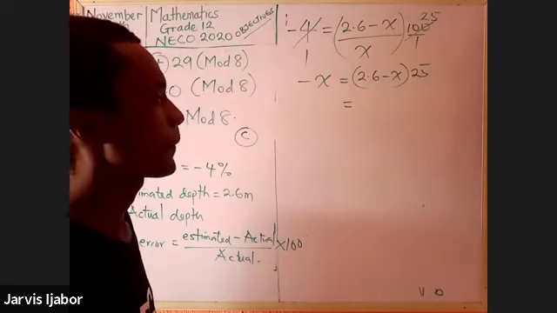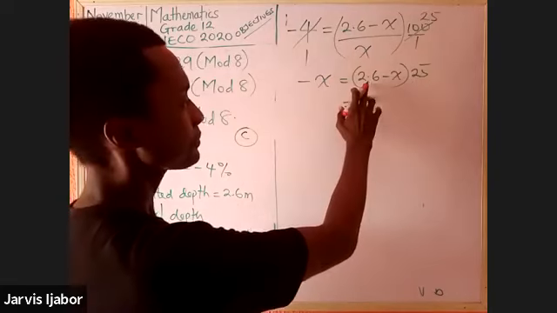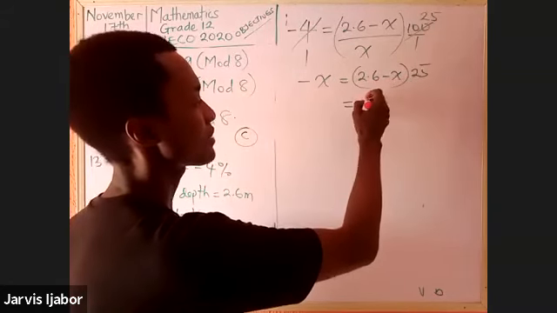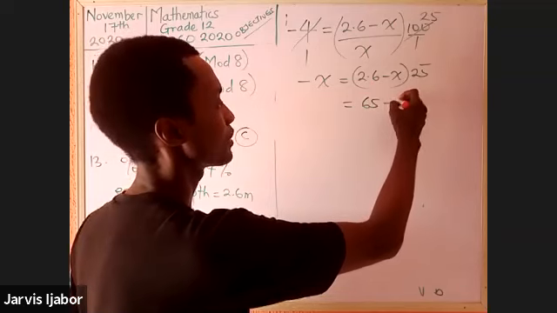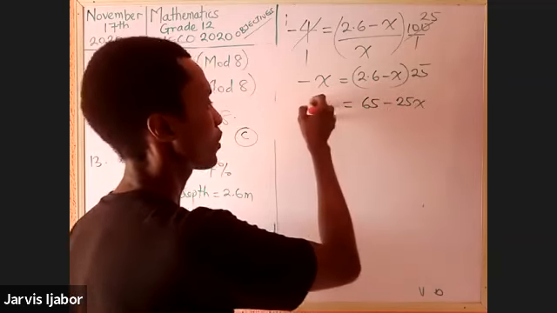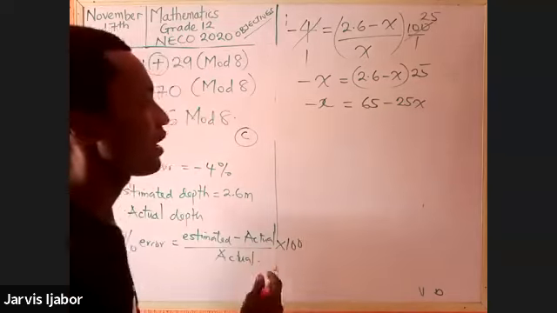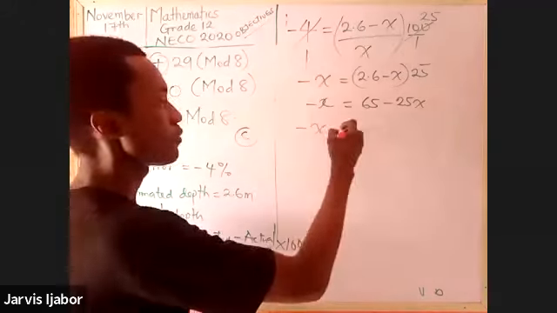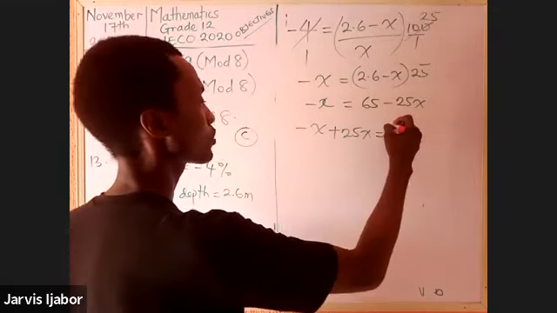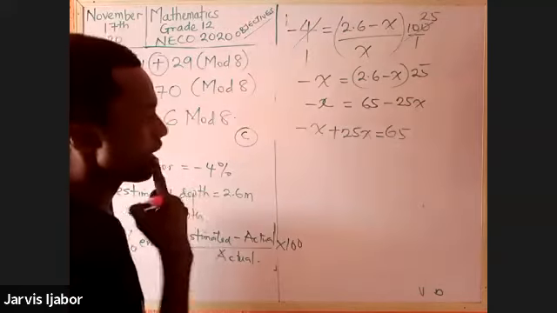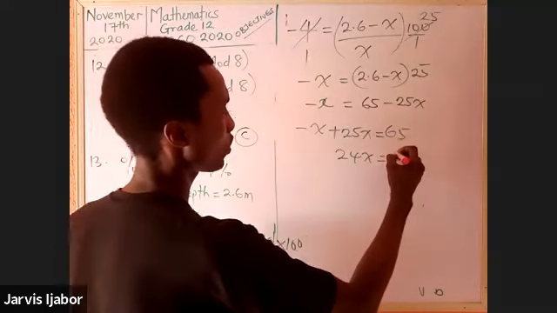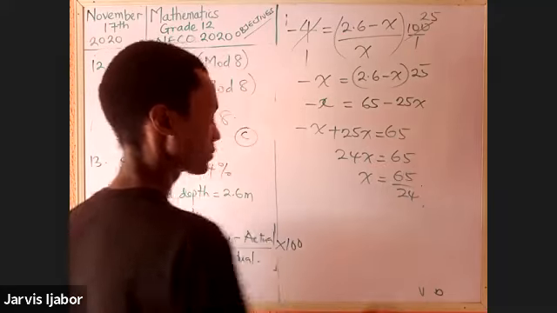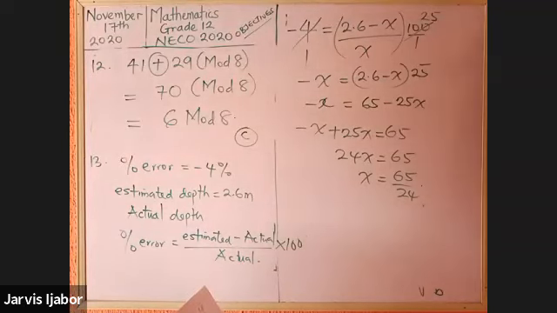That will be like, let's see, 50. That should be like 65 minus 25x equal to minus x. That will give me negative x plus 25x equal to 65. That will mean that 24x will be equal to what? 65. So what is x? 65 divided by what? 24. All right. So when you simplify that, what would the answer be?